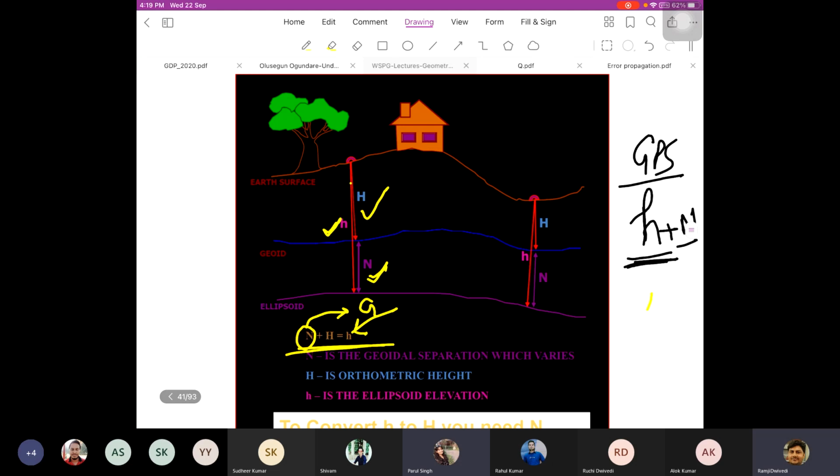Sir, geoid is an imaginary surface. It is an equipotential surface, and it coincides with the mean sea level. And geodetic height is the height from the topography to the ellipsoidal surface, and it coincides with the mean sea level.